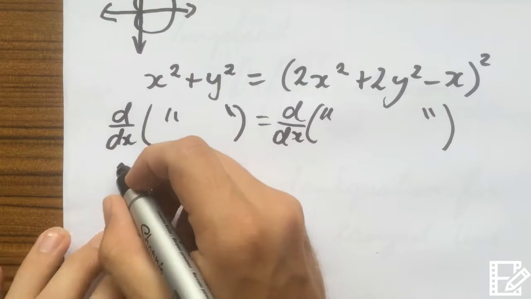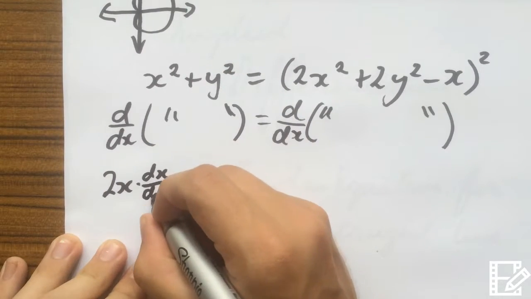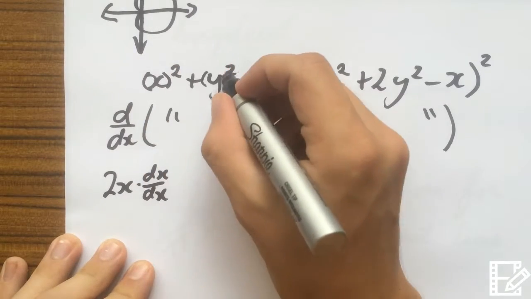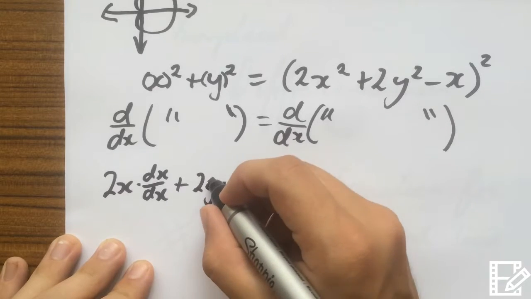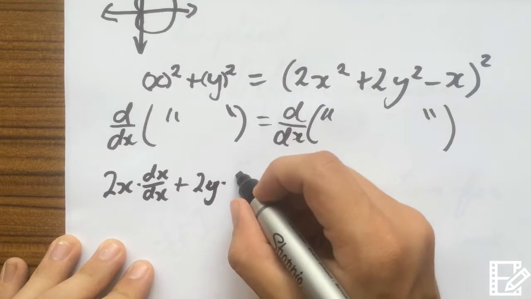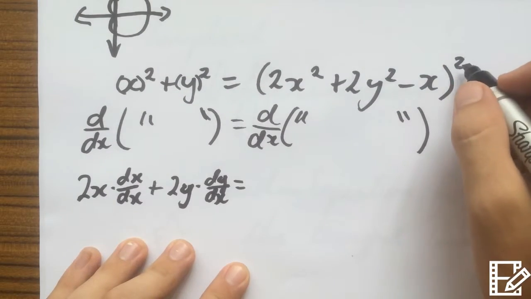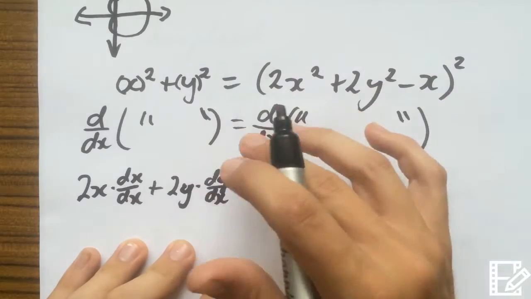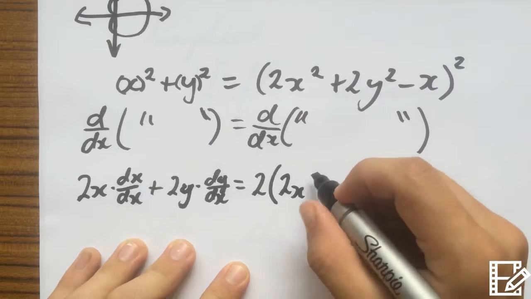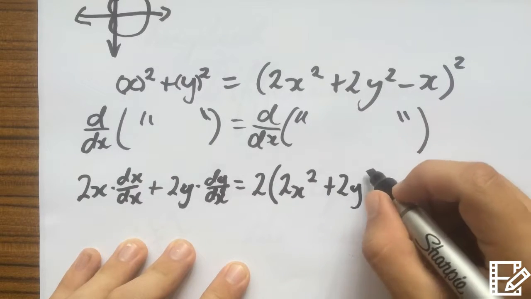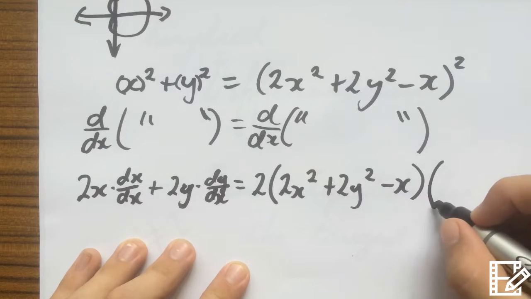This side, it's just 2x, and then multiplied by the derivative of x, which is the inside. Same with this one, plus 2y multiplied by the derivative of whatever's inside, which is just the derivative of y with respect to x, equals, here we're going to expand this out and derive it. So we're going to bring the 2 down, the inside stays the same, take 1 off the power, and then multiply by the derivative of the inside.